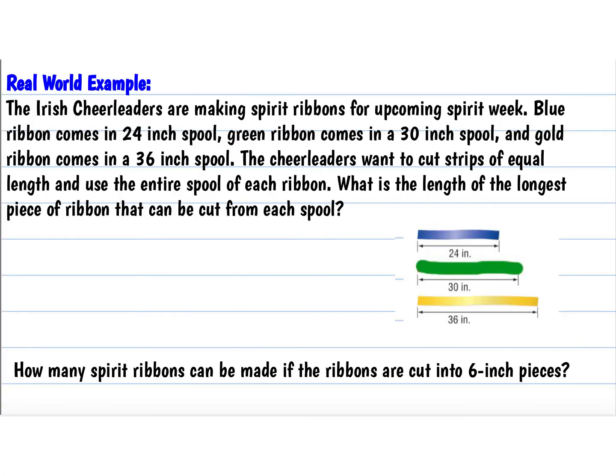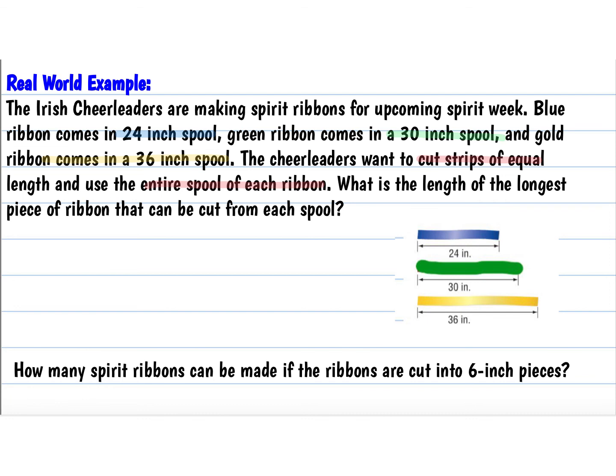Word problem, real world example. All right, so no fear, let's work through this. You might have to read it more than once, and that's okay. The Irish cheerleaders are making spirit ribbons for upcoming Spirit Week. Blue ribbon comes in a 24-inch spool. Green ribbon comes in a 30-inch spool. And gold ribbon comes in a 36-inch spool. The cheerleaders want to cut strips of equal length and use the entire spool of ribbon. What is the length of the longest ribbon that can be cut from each spool?